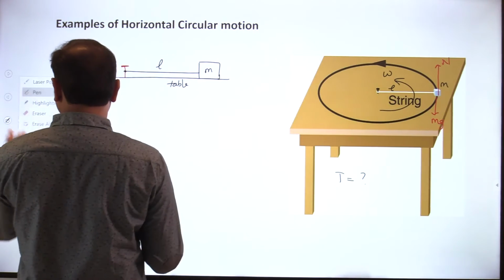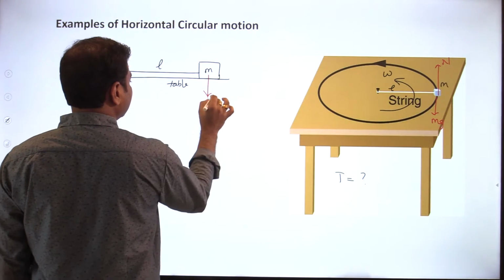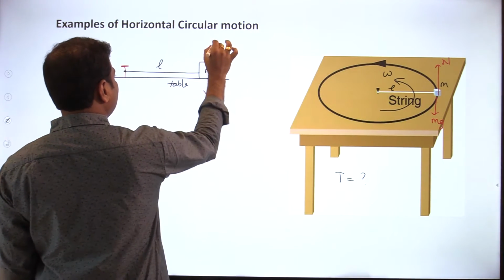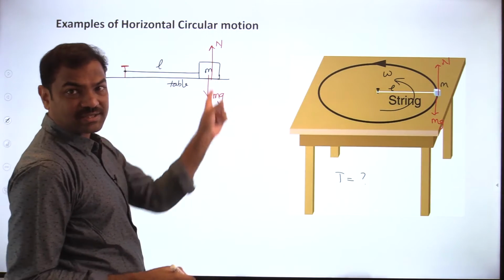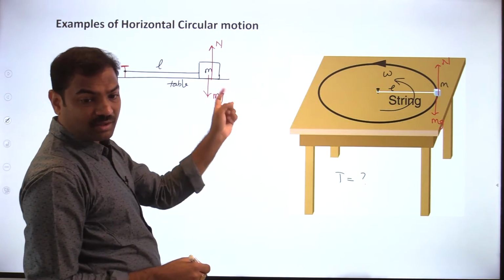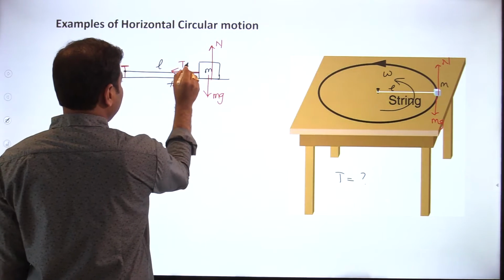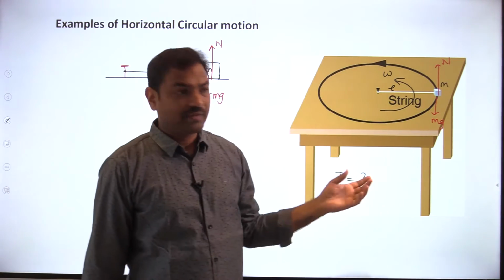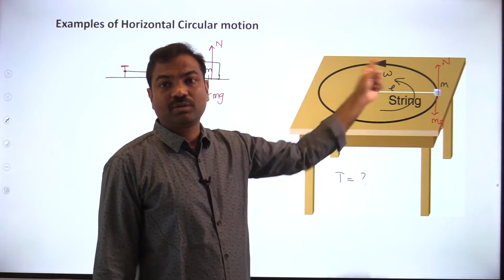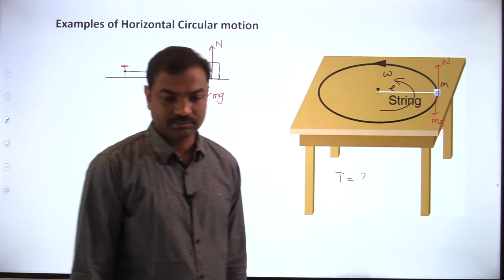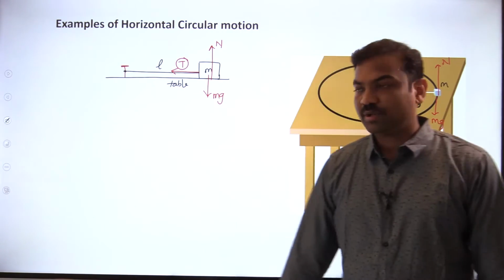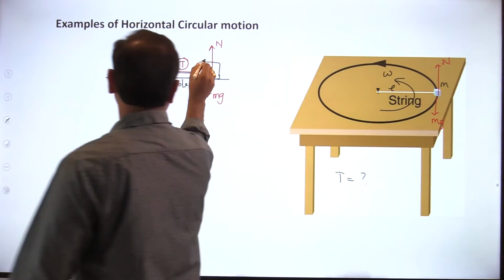Then what are the forces acting? The forces acting are mg, and the normal reaction acting on the block by the table. Both will cancel out and they are not acting towards the center. Then which one will act towards the center? Tension will act towards the center. So which force will make the block rotate in a circular path? Tension. Tension will make the block rotate in a circular path, something like this.